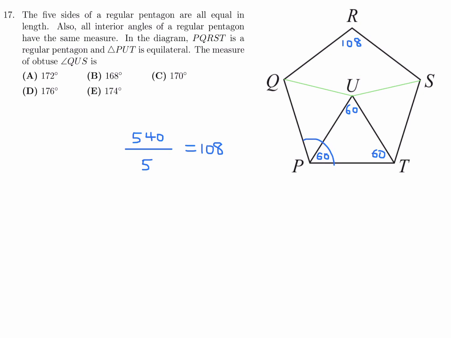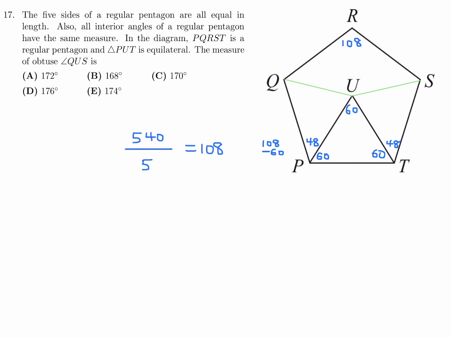So this is 108 from there to there. Well, if that's 60, then this is going to be 108 minus 60, right? So 108 minus 60 is this angle right here. And that is what, 48? Yeah, 48. So that's 48, that's 48.